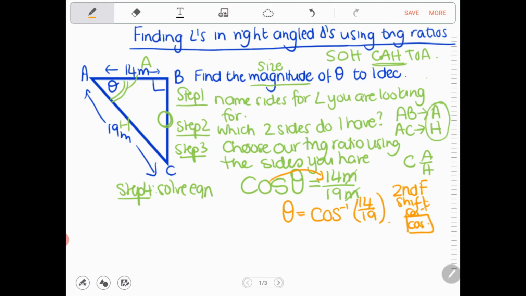Make sure your calculator is in degrees. We always have to check that. And we're going to press shift cos, 14 over 19. And we're going to get 42.54 degrees.